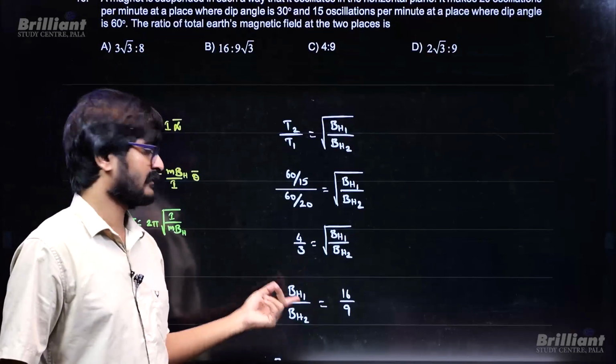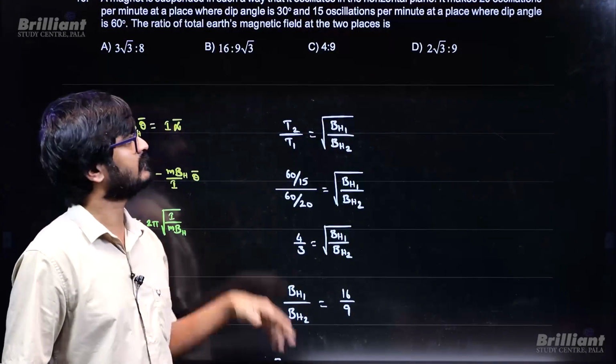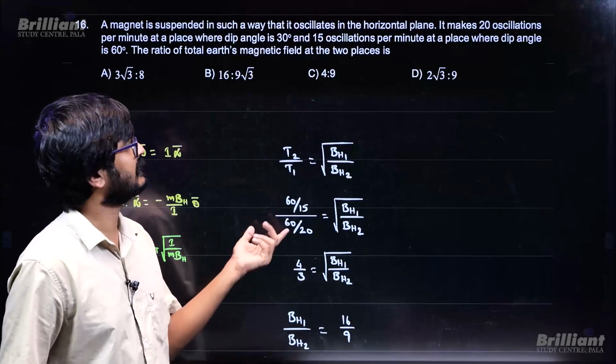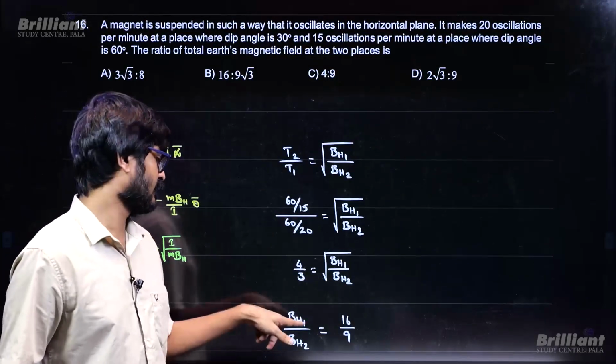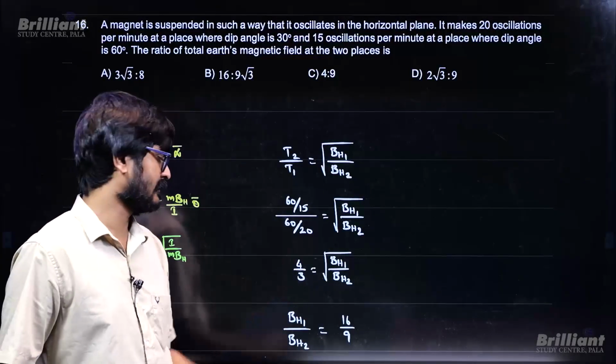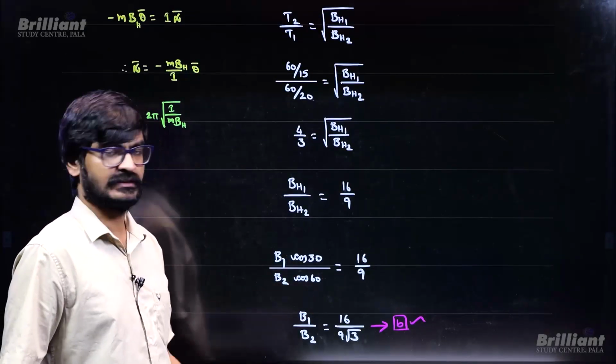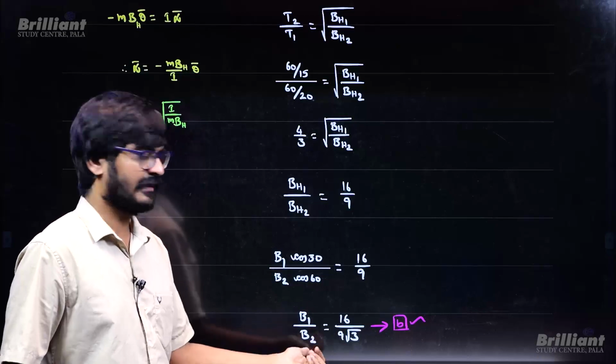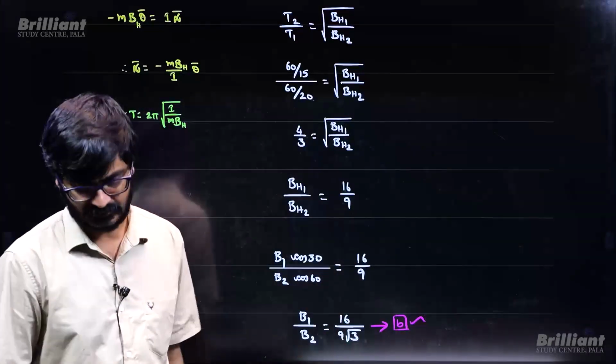Now from there you will be getting the ratio of horizontal components, but they never asked what is the ratio of horizontal components. They asked what is the ratio of actual magnetic fields. So horizontal component will be actual cos theta, actual cos theta. So you will be getting the ratio of actual magnetic fields at those two particular locations.